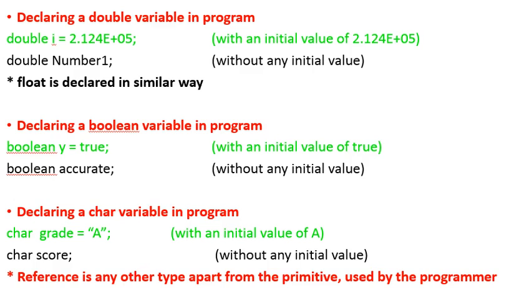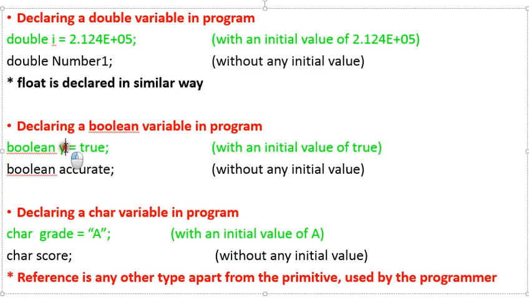That's a standard form. Now, how do we declare a variable of Boolean type? What we'll do is to come and say Boolean y. We are saying the name of our variable is y and it is Boolean type, and here we said equal to true. It means the initial value is true.